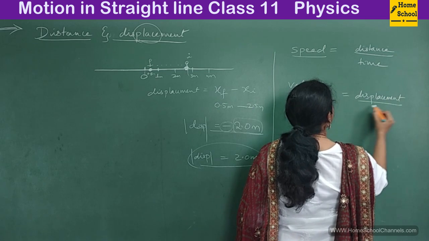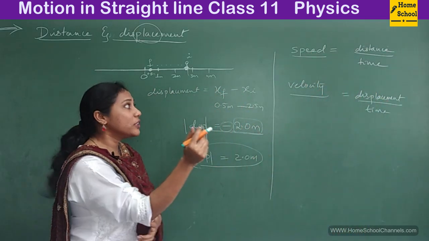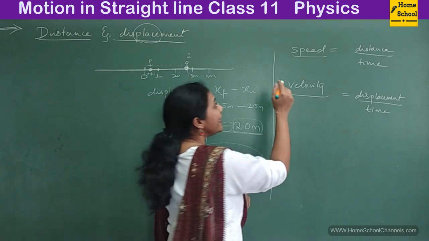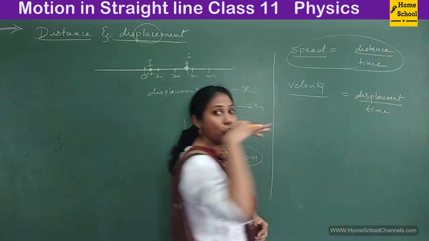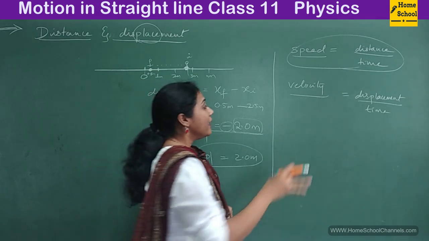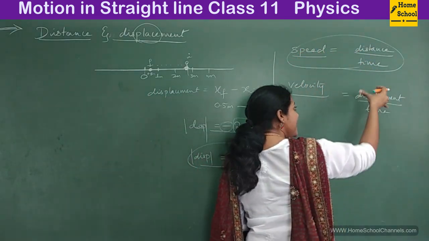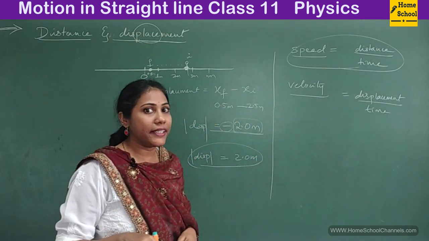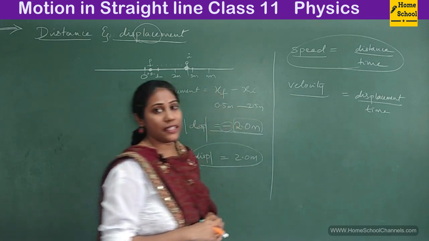Displacement divided by time. You can observe the difference between speed and velocity. Both are not the same. Speed can be calculated by this formula: distance divided by time. You know the distance is path length, a scalar quantity. So distance by time is your speed, and displacement is a vector quantity, so displacement by time is our velocity.